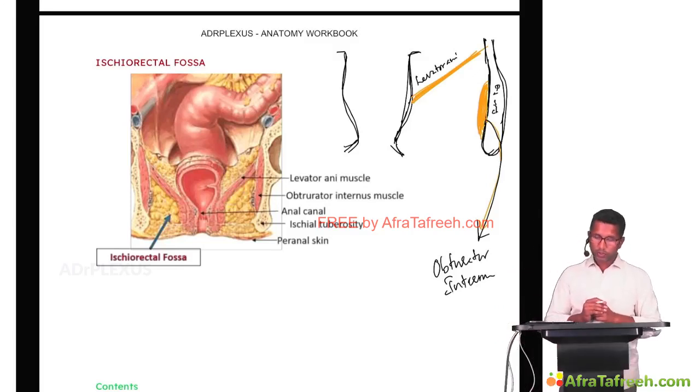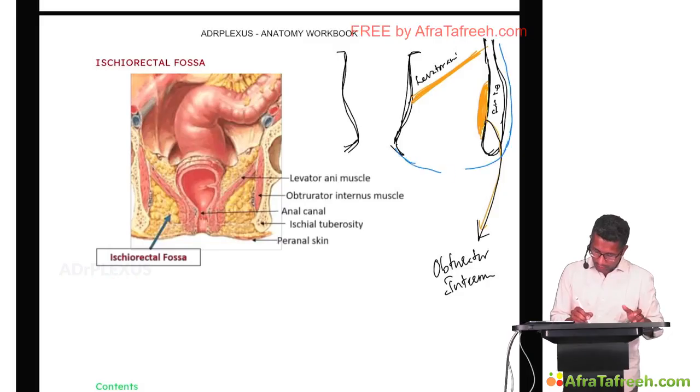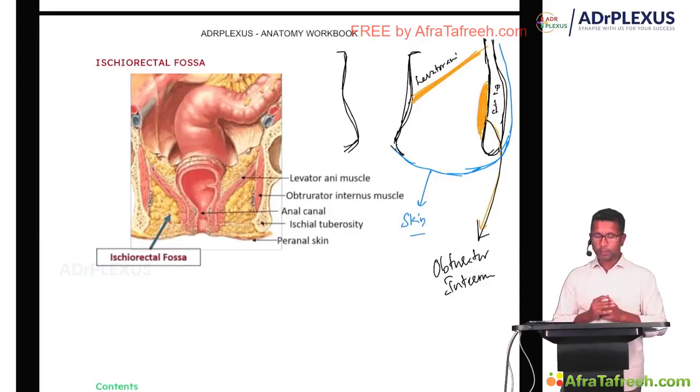Okay, so when you see the outer aspect of the body, you can see the skin. The skin of the gluteal region is continuous with the skin of the anal region. So you get the skin here. This represents the skin.